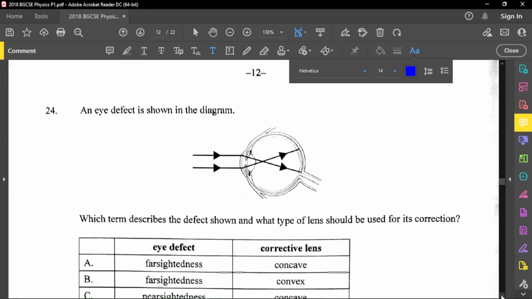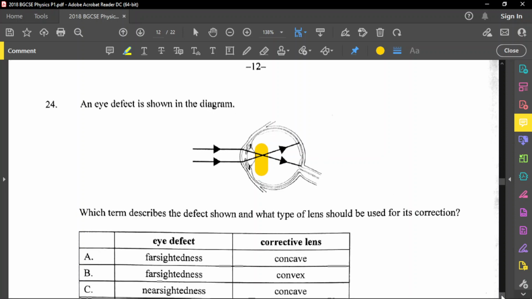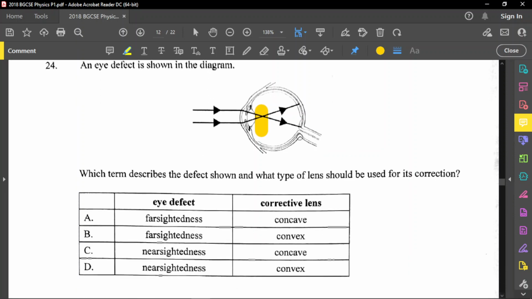Let's look at question number 24. It says an eye defect is shown in the diagram, and by virtue of where the lines intersect in front of the retina, once the image is formed in front of the retina, we call that short-sightedness or nearsightedness. It asks which term describes the defect shown and what type of lens should be used for this correction. If the image is formed behind the retina, then that means it's long-sightedness. Short-sightedness is also known as myopia, just to mention that. So short-sightedness is the answer for the first part.